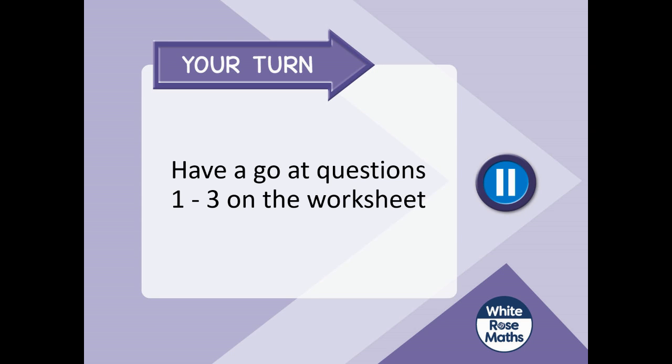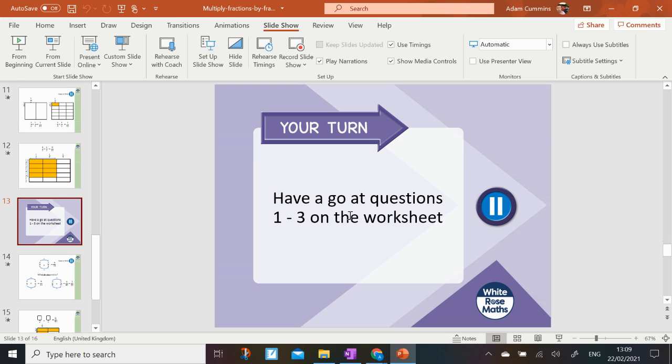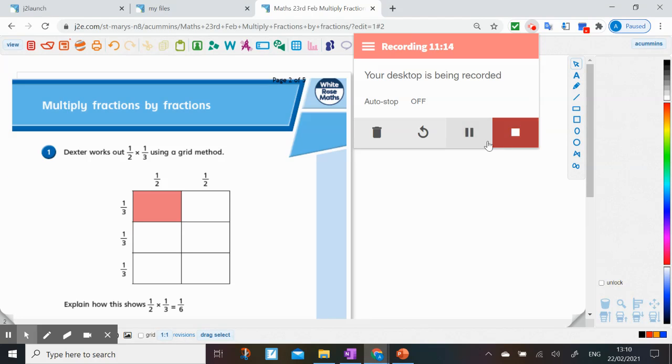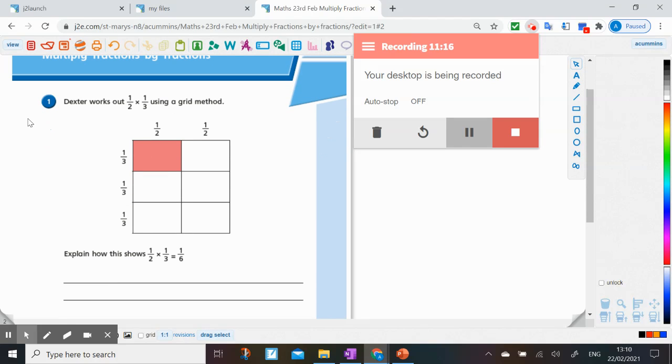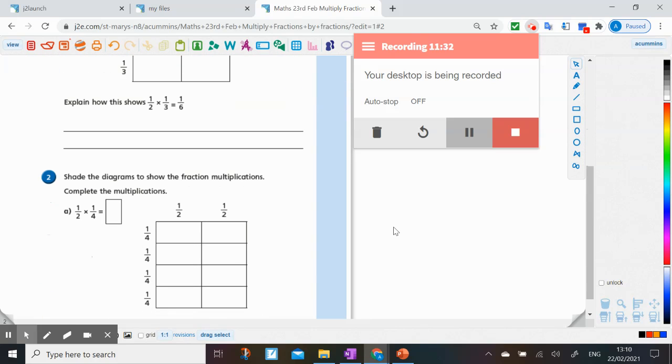All right, let's have a look at questions 1 to 3 on your worksheet together. So question 1 is, in your own words, explain why a half times a third, using that grid method or the area model, represents a sixth. So basically, pretend you were talking to a year 4 child. How would you write a couple of sentences on these 2 lines here to explain?